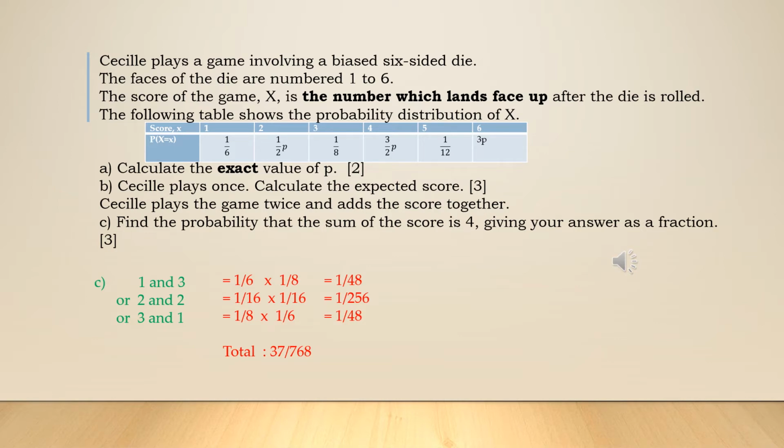That gives a product of 1 over 48. So 1 and 3, or 2 and 2, or 3 and 1, the word or implies addition. So we get the sum of all these scores, 1 over 48 plus 1 over 16 plus 1 over 48, and the answer is 37 over 768. The answer is given as a fraction.